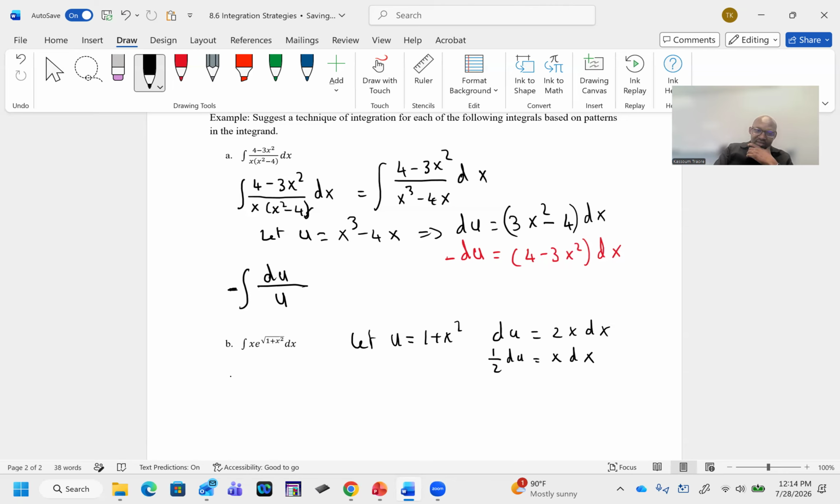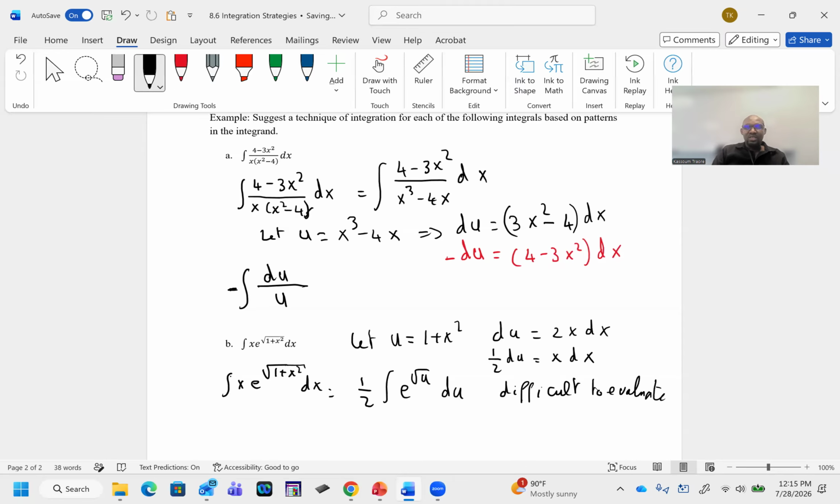So in that case, I will get a problem that is even more difficult to find, because the integral of x e to the power of square root of 1 plus x squared dx would be 1/2 integral of e to the square root of u du, right? Which requires a crafty substitution followed by integration by parts. So this will take long, right? That's difficult to evaluate, so we will not do that. We have to think about another strategy again.